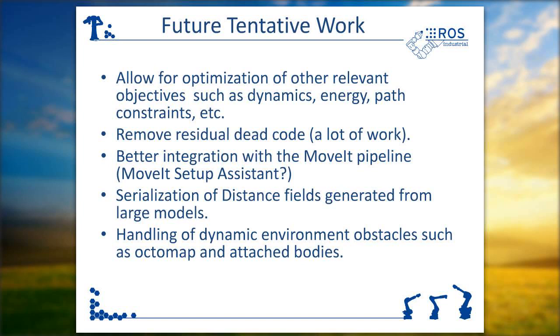So one challenge at the moment is that if you have a very complex robot or environment in your URDF, or there's a lot of detail in the models, the distance field can take up several minutes to generate. So it'd be best to generate that distance field once, save it in some sort of file format, and then load it at runtime whenever MoveIt and STOMP are brought up. And then something that we haven't really tested is the handling of dynamic obstacles such as octomaps, which hold sensor data, or the inclusion of extra geometries that can be attached to the robot links.